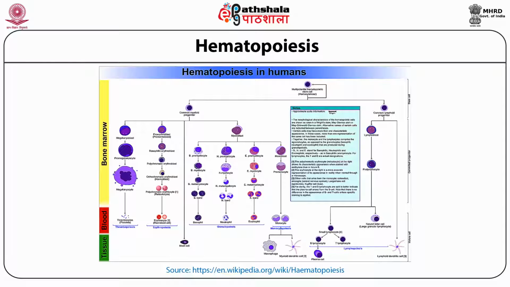Whereas common lymphoid progenitor gives rise to lymphoblast and this gives rise to prolymphocytes, which then finally get differentiated into natural killer cell and B and T lymphocytes, and B lymphocytes upon activation give rise to plasma cells. This is how the process of hematopoiesis takes place in the bone marrow.